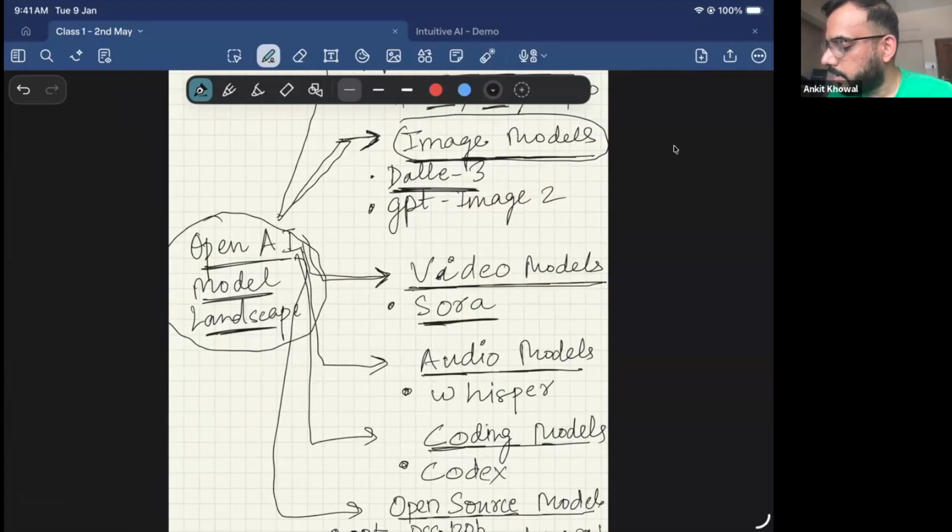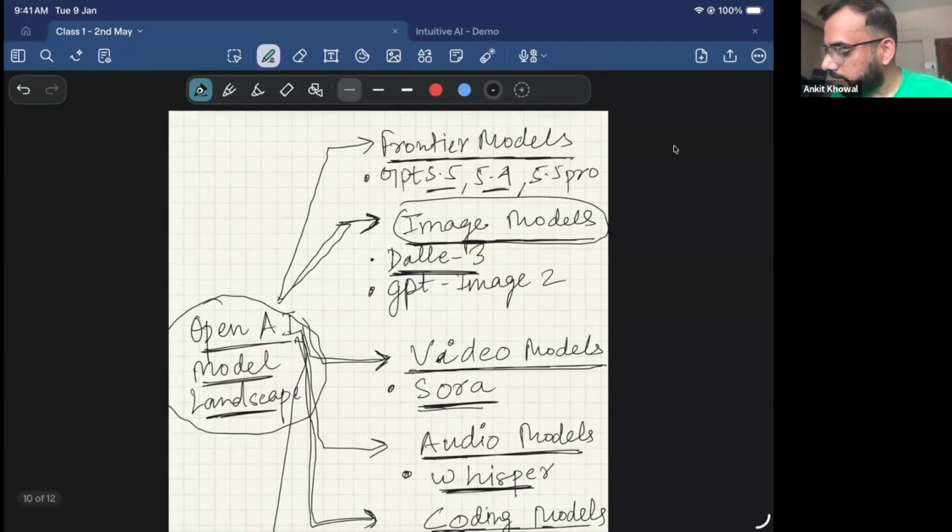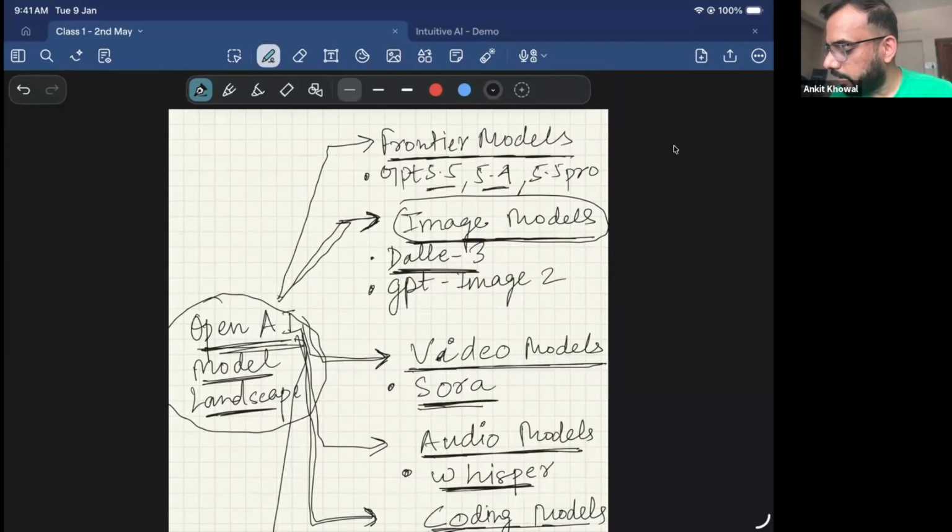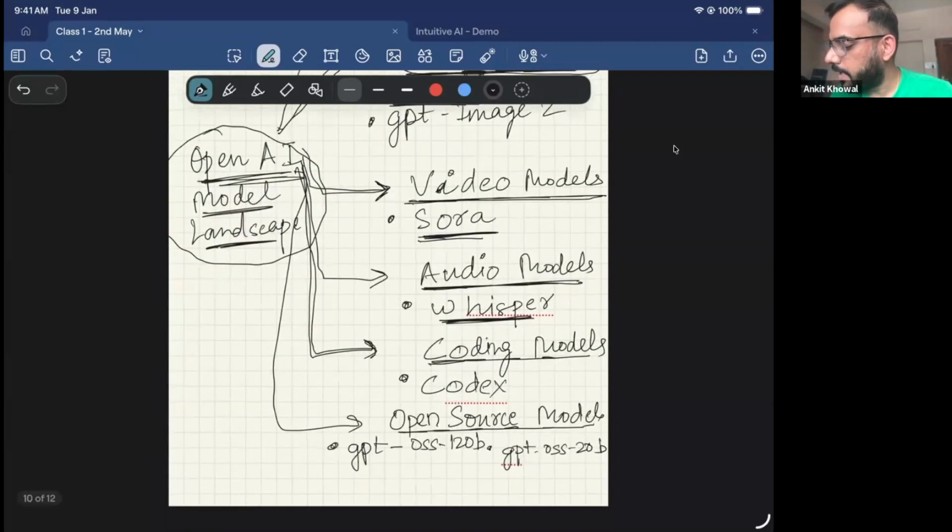Sora was one example where you can use Sora, not a general purpose model, to generate a video. Then there is the audio model, right? If I want to work with audio, then I should use Whisper instead of a general purpose model. And I'm just talking about OpenAI, the different kinds of models that OpenAI has.